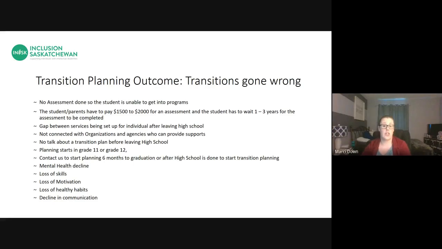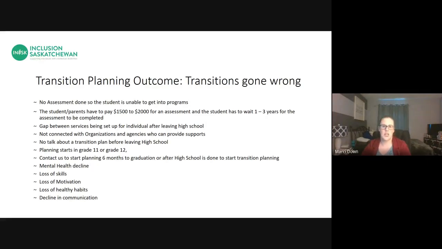Planning starts in grade 11 or 12, and there's not enough time to do a transition plan. Don't panic if that's where you're at. Planning still can be done. It's just a little bit harder for people because they don't really have that time to process things and to get most of the supports set up right away.